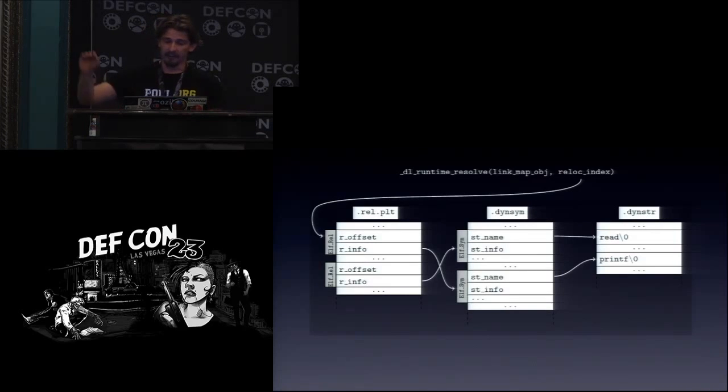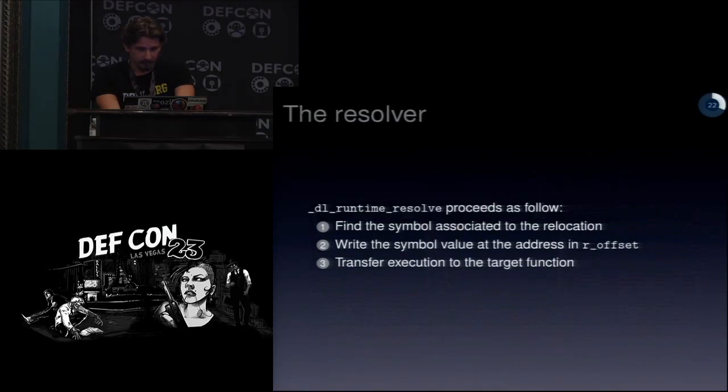So to recap, basically DL runtime resolve takes reloc_index, which is an index in the .rel.plt table, which is a relocation. From the relocation, we pass to the symbol table, and from the symbol table, we pass to the name, which is, in this case, printf. Okay? We'll get back to these things.